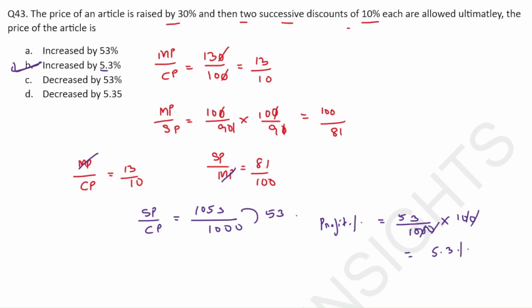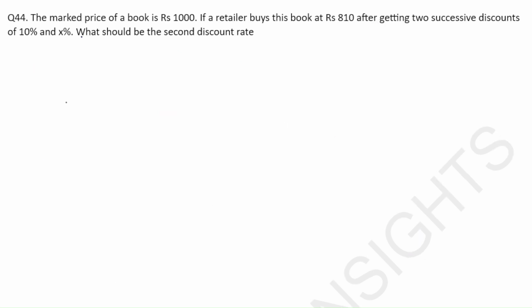So the next question will be the last question. The mark price of a book is rupees 1000. If a retailer buys this book at rupees 810 after getting 2 successive discounts of 10% and X%, what should be the second discount rate? So we have to find the second discount rate. So in this question, successive discount means MP by SP equal to how much? First discount is 10%. So if mark price is 100, selling price is 90.